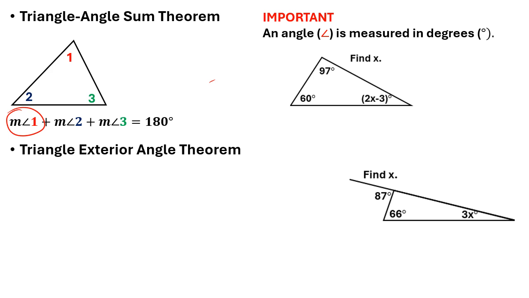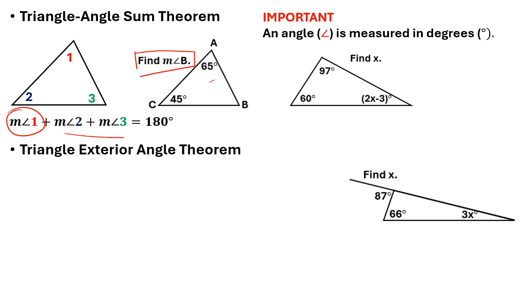So let's quickly look at one easy example. In this example here, we need to find the measure of angle B. And angle B appears to be the third angle. Angle A is given as 65 and angle C is given to be 45, and we are to calculate the measure of angle B. All right, so to apply this theorem, we can find the third angle. First we're going to combine these two angles by adding them together, 65 plus 45. That is going to be 110.